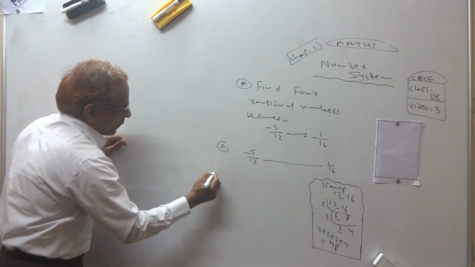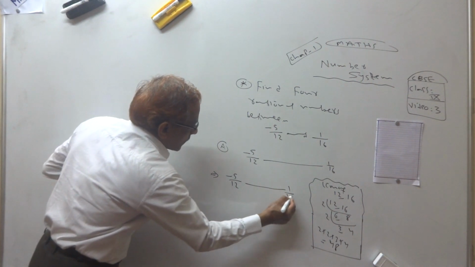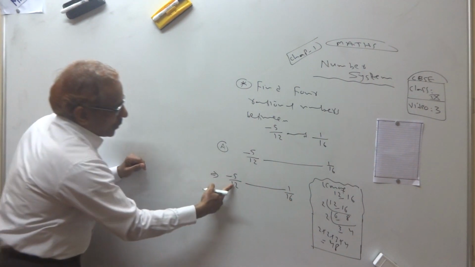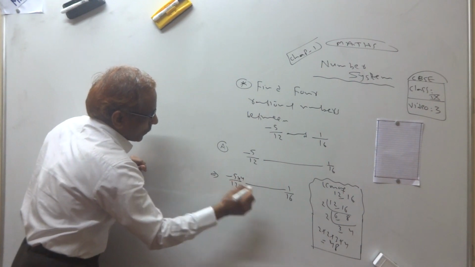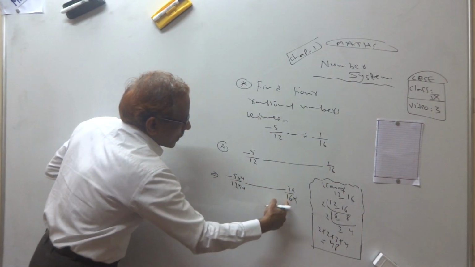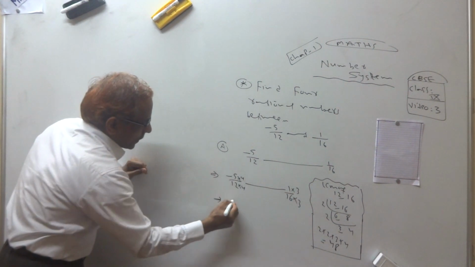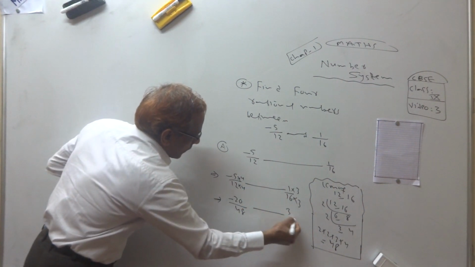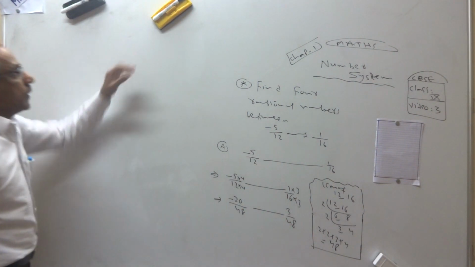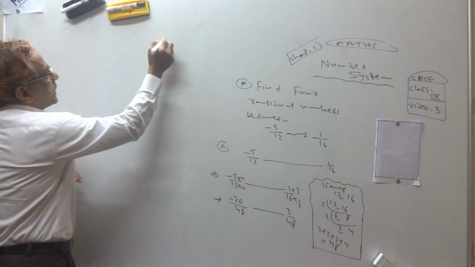That's why we make both the denominators 48. 12 times what is 48? 12 4s are 48, so multiply by 4. 16 times what is 48? 16 3s are 48, so multiply by 3. This way we get -20 by 48 and 3 by 48. Now you should keep in mind what integers are.